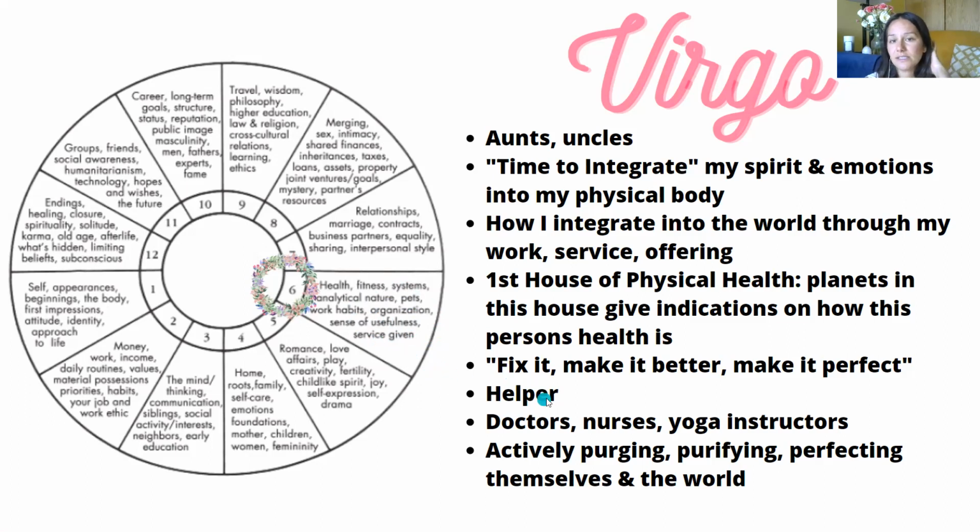The sixth house is how you integrate who you are through yourself into the world through service, your offering and work. It's your day-to-day activities, your daily activities, and your service, what you do for a living, or how you spend your daily life. People who have planets or the sun in this house are typically into health. They're doctors, nurses, yoga instructors. They like to help. They're the helpers, and they like to fix things and make them better. They are actively purging and purifying, perfecting themselves and the world, because that's what Virgo does, and that's what they're doing in their lives and the lives of others.